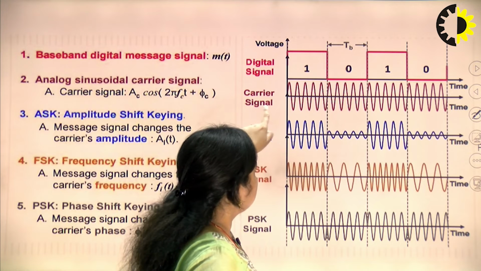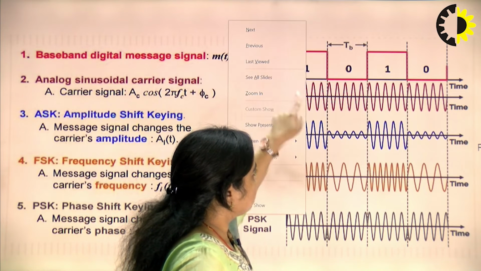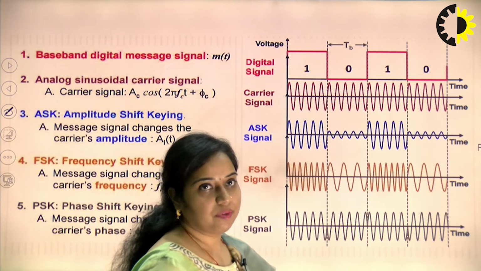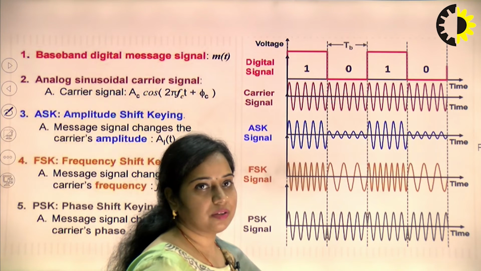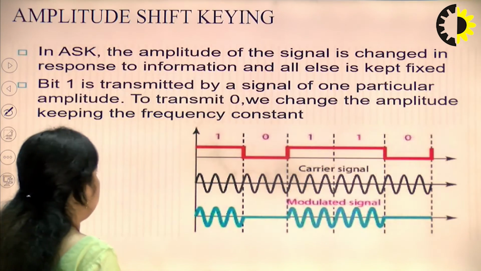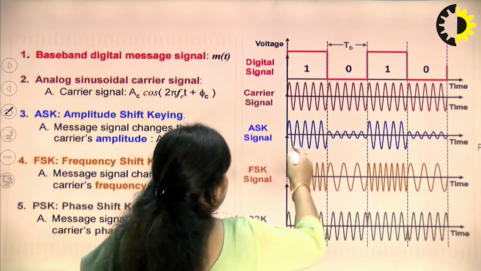Then a carrier signal is there, which is of very high frequency compared to this signal, and it can be a sinusoidal or cosine wave. Generally, we consider a cosine waveform. So, that is Ac cos(omega_c t + phi_c). Next one is the ASK signal.